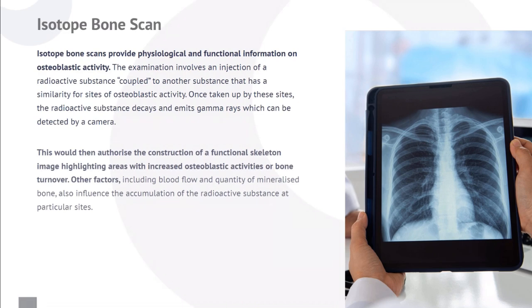Isotope bone scan. Isotope bone scans provide physiological and functional information on osteoblastic activity. The examination involves an injection of a radioactive substance coupled to another substance that has an affinity for sites of osteoblastic activity. Once taken up by these sites, the radioactive substance decays and emits gamma rays, which can be detected by a camera. This would then allow the construction of a functional skeleton image highlighting areas with increased osteoblastic activity or bone turnover. Other factors, including blood flow and quantity of mineralized bone, also influence the accumulation of the radioactive substance at particular sites.